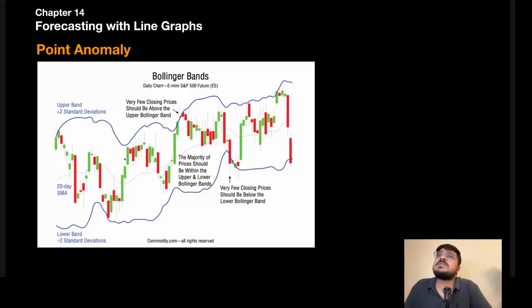Now if you see, these are the Bollinger Bands. There are two values for a particular day, a starting value and an ending value. I forgot the exact term for that, but I think it's closing prices and starting prices. You can read this whole graph. This is the daily chart of S&P 500 futures. It shows the upper band, plus 2 standard deviations, and the lower band, minus 2 standard deviations.